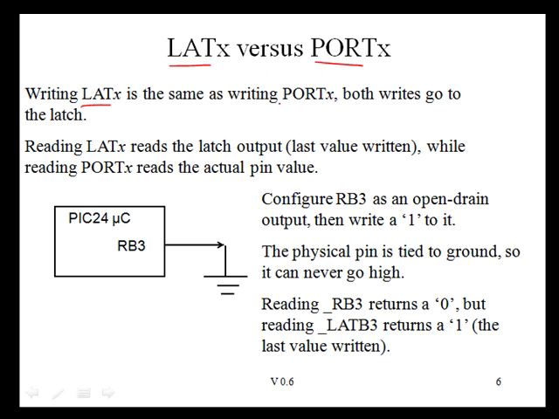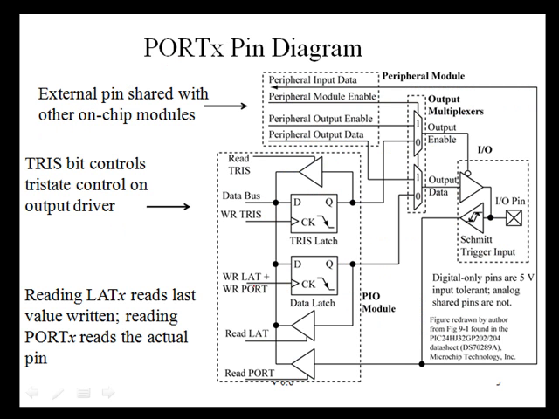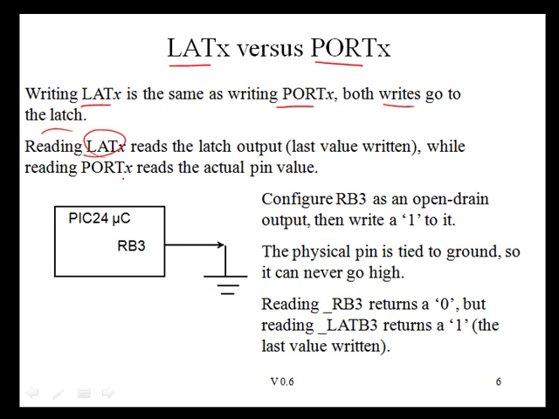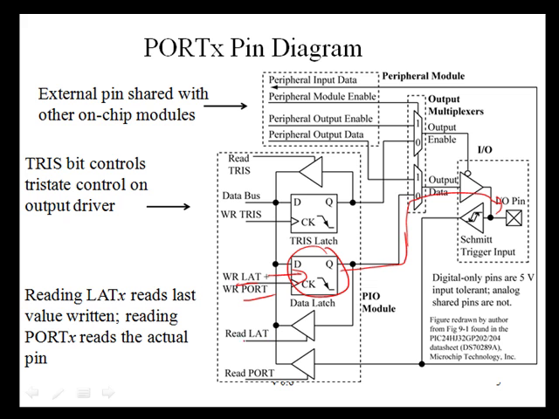Let's talk a little bit more about the difference between the lat bit and the port bit. Writing the lat bit is the same as writing the port bit. Both writes go to the same place. Both writes, writing the lat bit or the port bit, go to this latch right here, which, if configured as an output, would drive the output pin. Reading the lat bit is different from reading the port bit. Reading the lat bit is reading the last thing that I wrote. Reading the port pin is reading the equivalent digital I/O value of this I/O pin. If there's a high voltage here, it would be read as a 1. If it's a low voltage here, or 0 volts, it would be read as a 0.